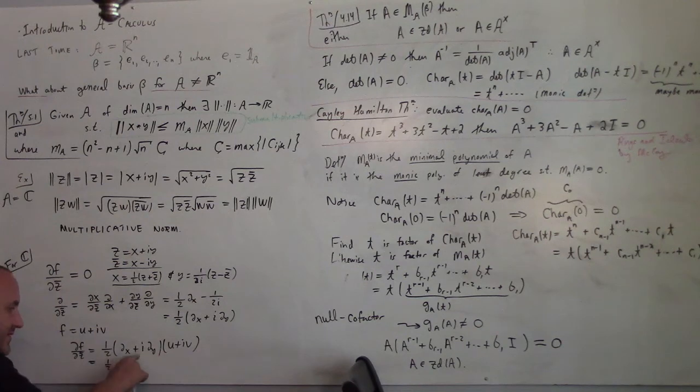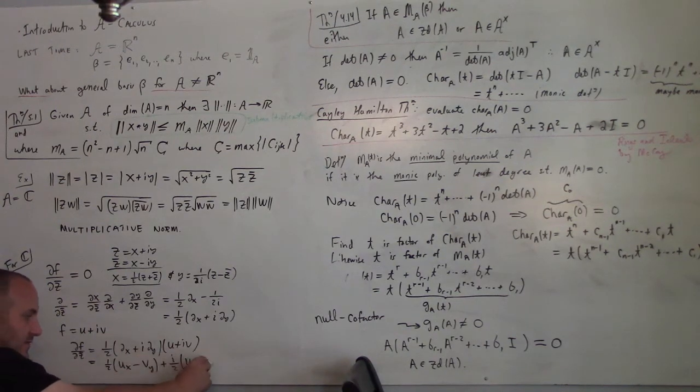You got yourself a ux. I times i is minus 1, minus uy, minus v, oh yeah, vy. Plus i over 2 times uy plus vx. We've done this, we were doing this, but it was a little different. So this is what partial f partial z bar is.